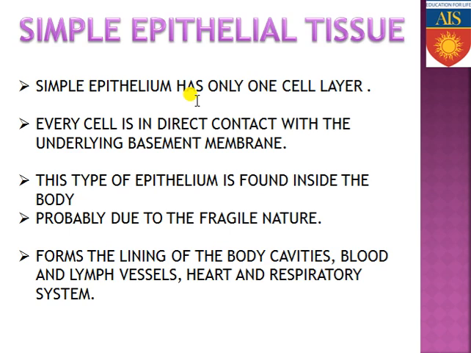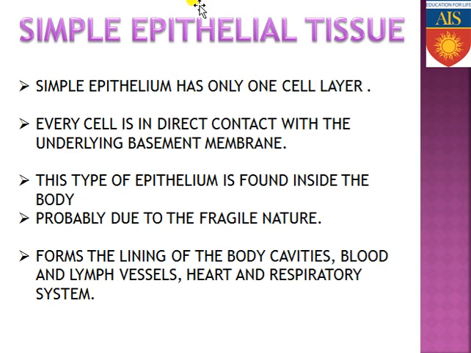This type of epithelium is found inside the body, probably due to its fragile nature. Always keep that in your mind. They form the lining of the body cavities and cover the internal organs. They are present at the inner wall of the blood vessels, lymph vessels, the inner wall of the heart, as well as in the respiratory system. These are the locations where the simple epithelial tissue, that means epithelial tissue having a single layer of cells, is present.